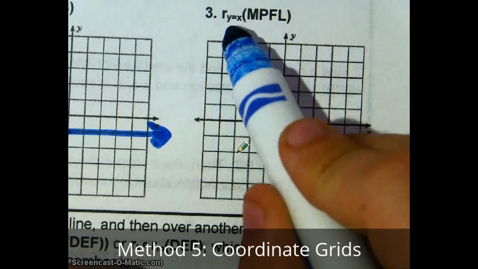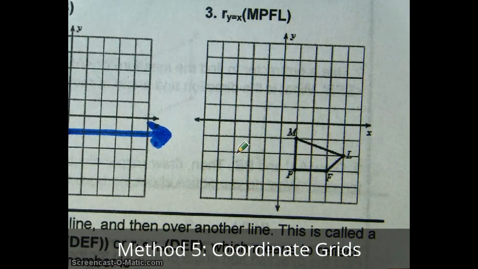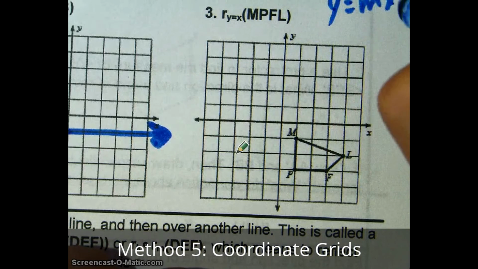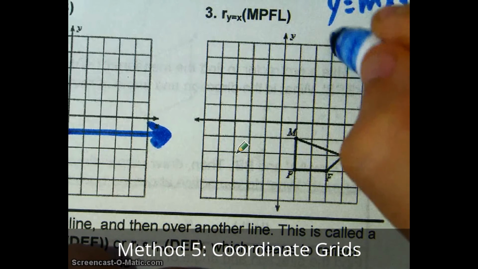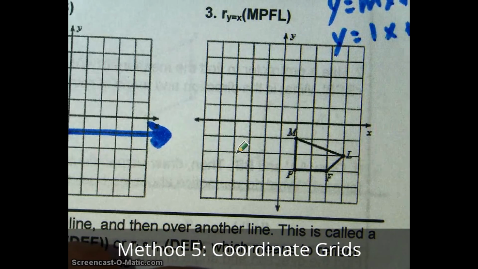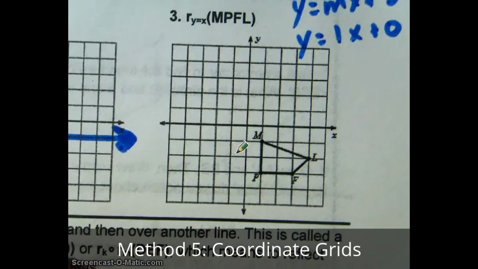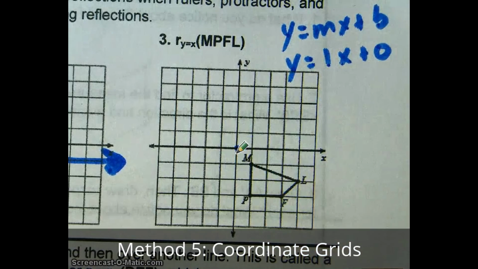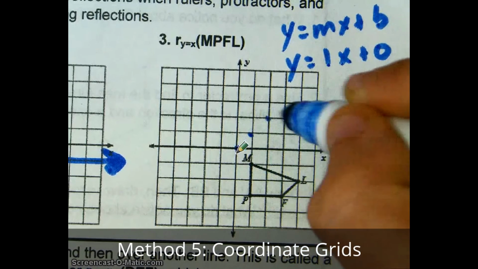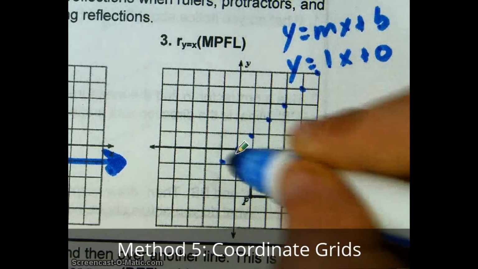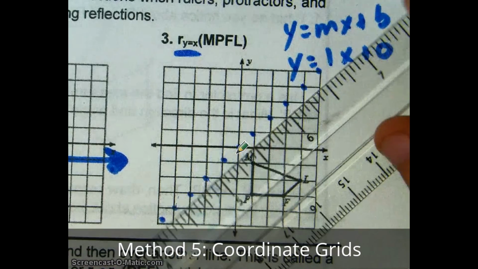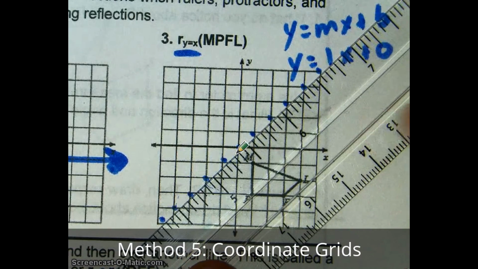Okay, reflect across y equals x. Now, if you remember from Algebra 1, the equation y equals mx plus b, y equals x is like y equals 1x plus 0. So it's got a y-intercept of 0, and a slope of 1, so over 1, up 1, over 1, up 1, over 1, up 1, over 1, up 1. This is the line y equals x. Okay, y equals x. So let me just draw this line.